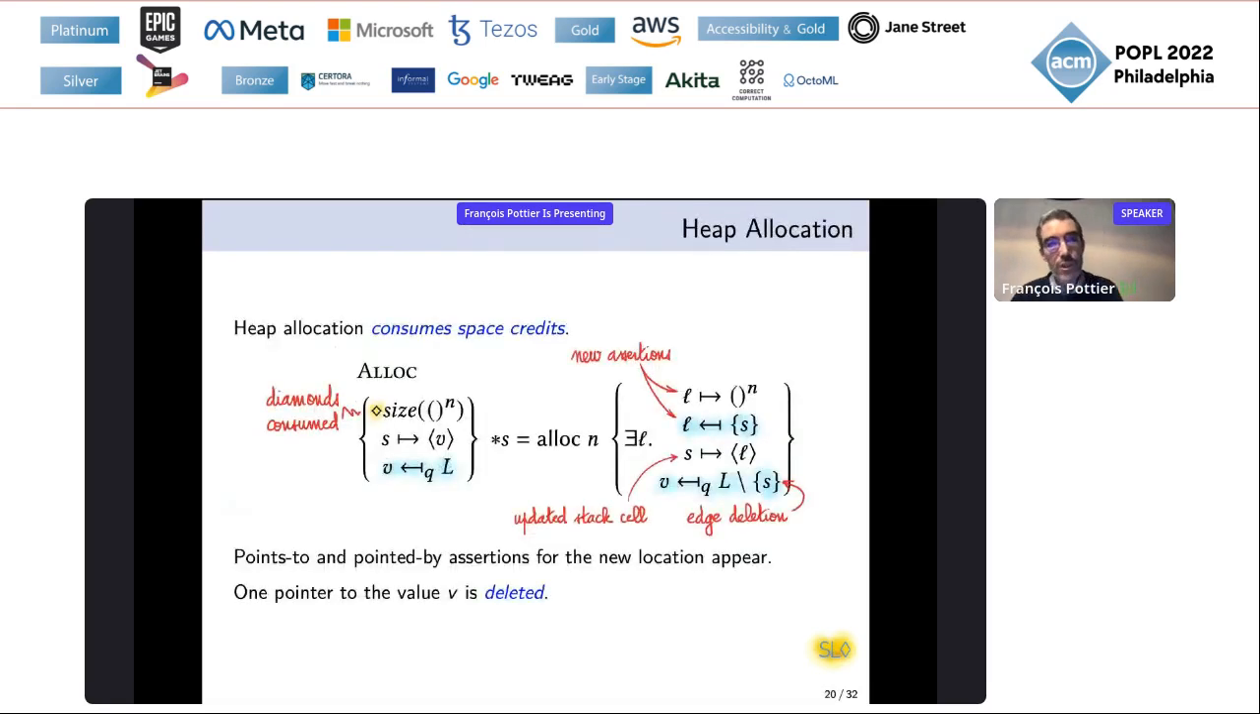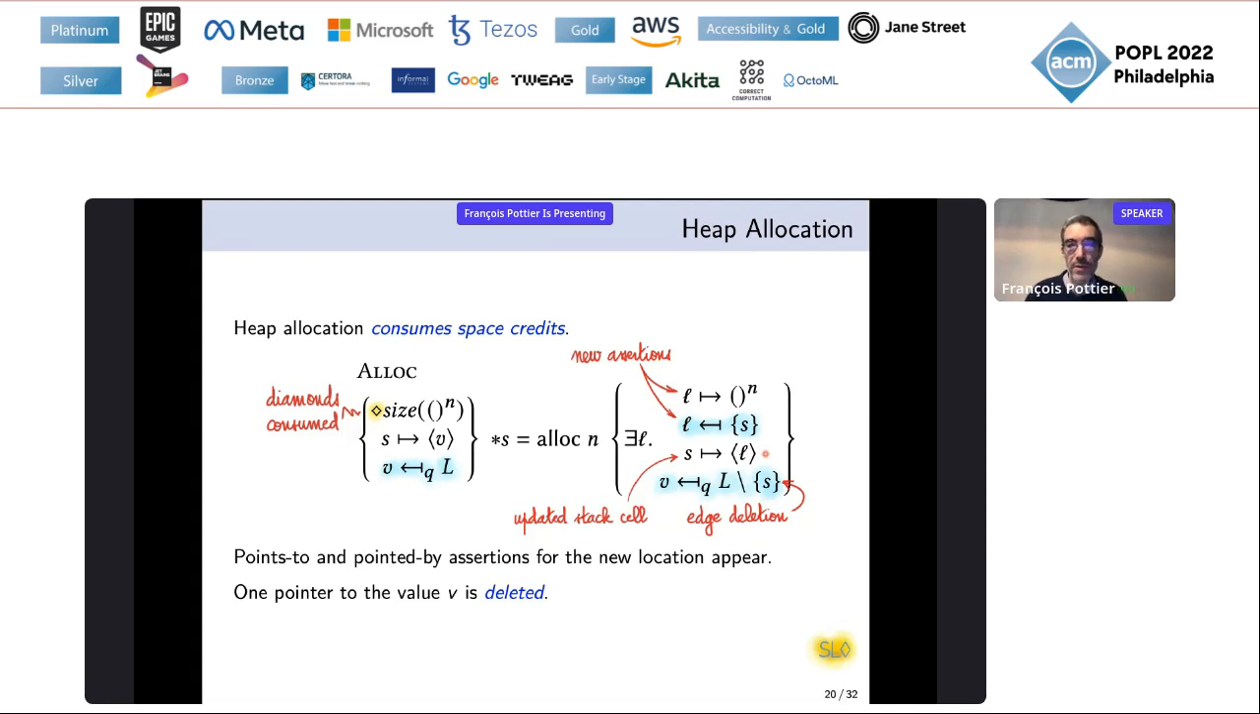The reasoning rules I will show very briefly. I will show only a couple of them because I have explained all of the intuitions already, all of the major concepts. This is the rule for reasoning about allocating a block in the heap. As you can see, some diamonds in the precondition are consumed. We get a points to and a pointed by assertion for the new block. Initially, the new block is pointed by the stack cell S and by nothing else. We also have a points to assertion that tells us that the stack cell points to the new block.